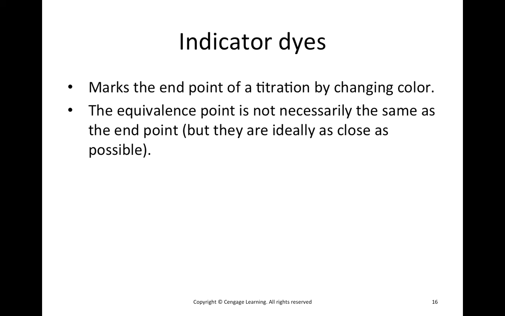All right, we're going to be using indicator dyes, not a pH meter, because pH meters are expensive and hard to maintain. So indicator dyes, we have a lot of them, and we've used some of them before when we were investigating Le Chatelier's principle. So what are they? Indicator dyes mark the endpoint of a titration by changing color. The equivalence point is not necessarily the same as the endpoint, but we need to pick an indicator dye so that ideally they are as close together as possible.